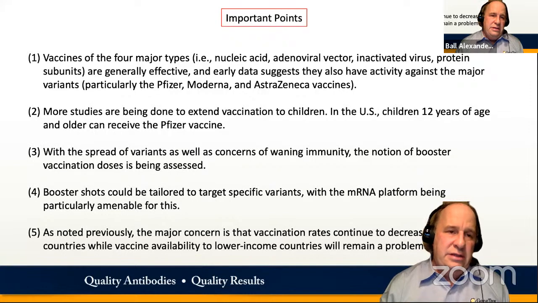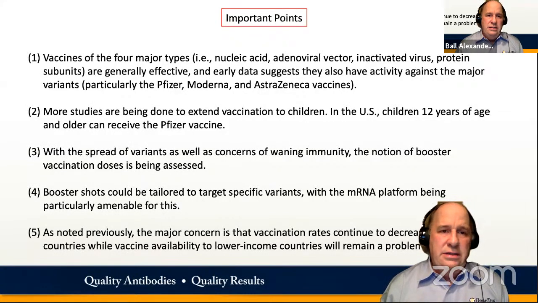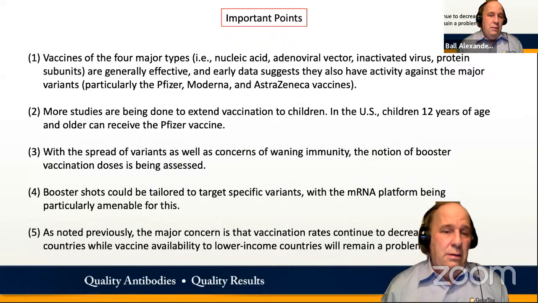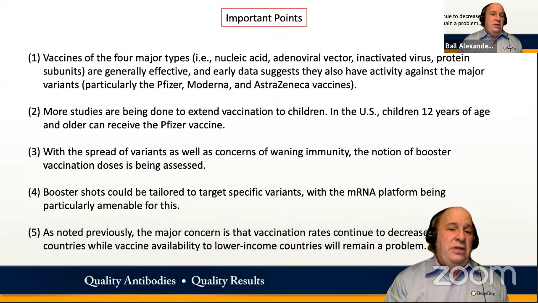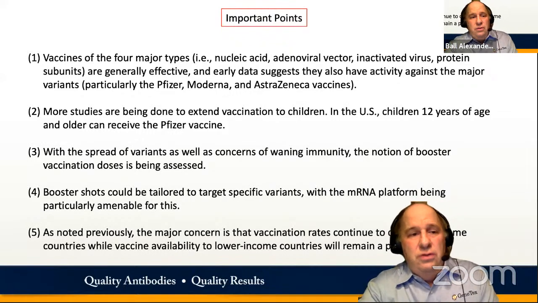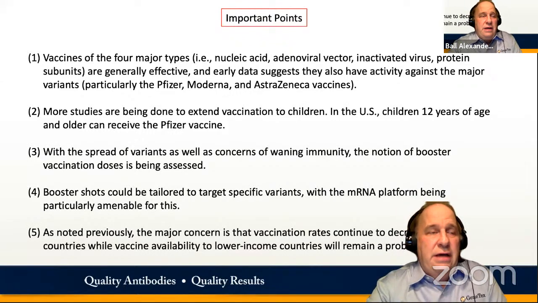And again, this is an issue for all countries across the planet. The United States included, Europe, everywhere, and certainly in Africa and other parts in South America. The key is to get vaccines in people's arms. That is the key. More studies are being done to extend vaccination to children. In the US, children 12 years of age and older can receive the Pfizer vaccine. And I'm sure there are studies that will be trying to push that up even more.